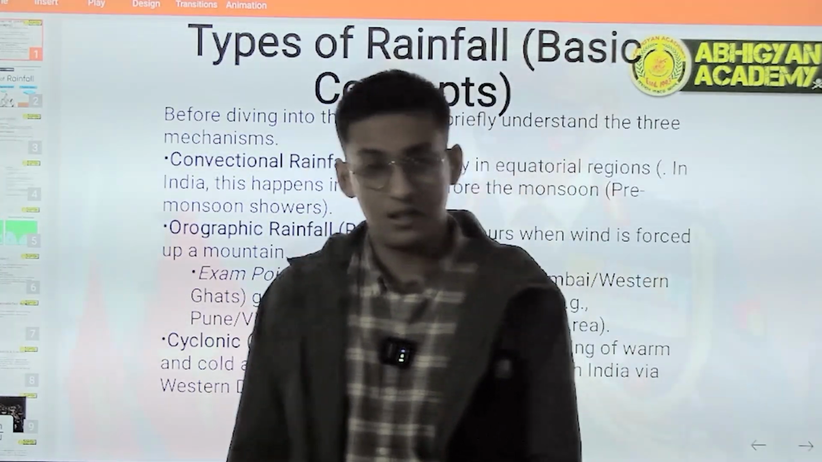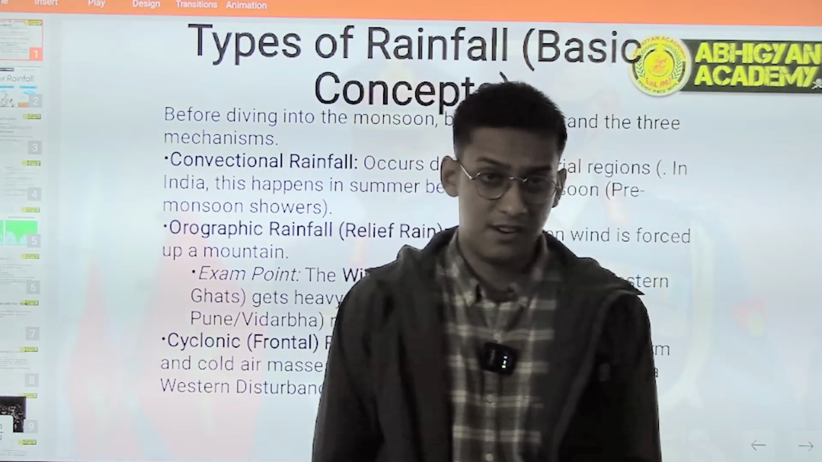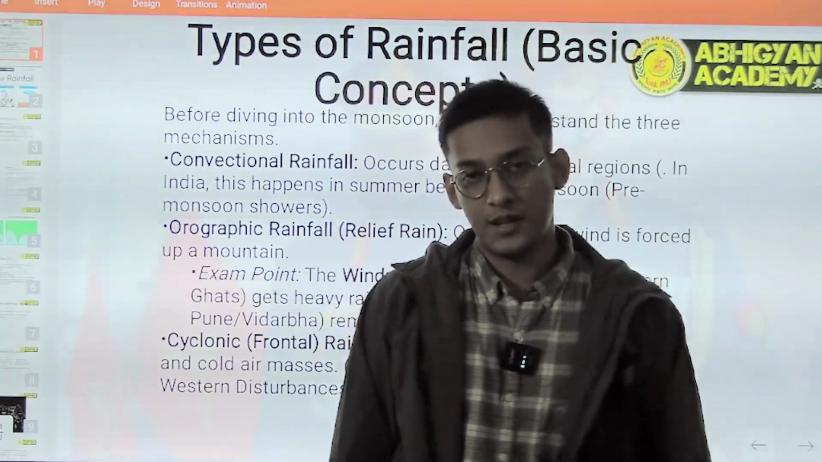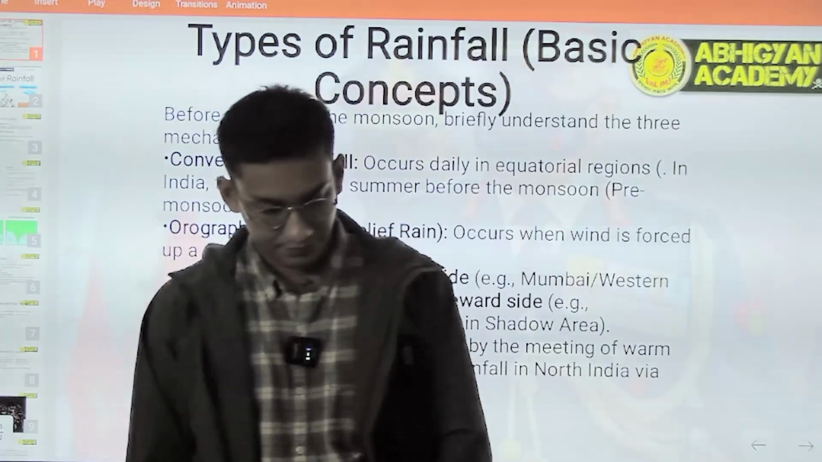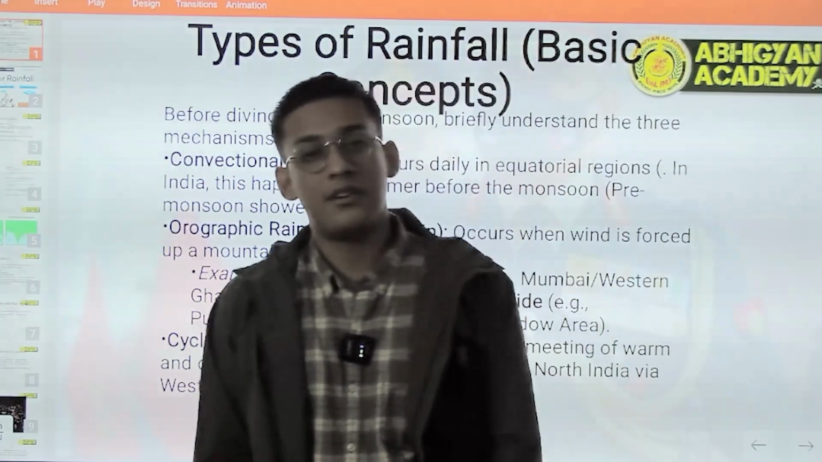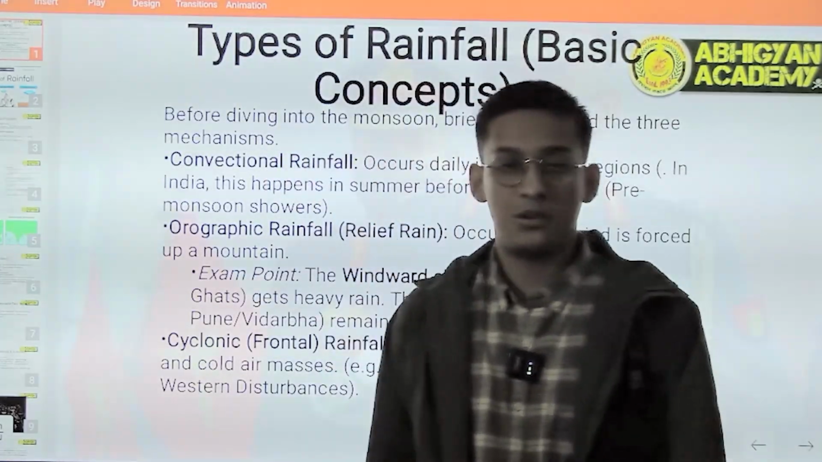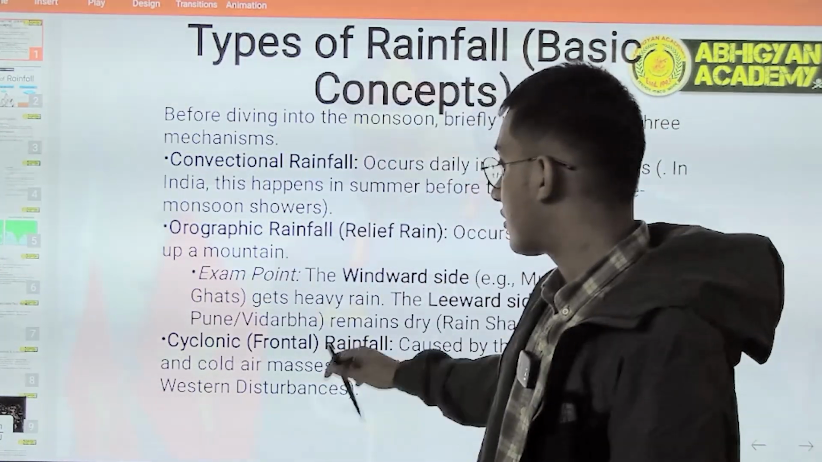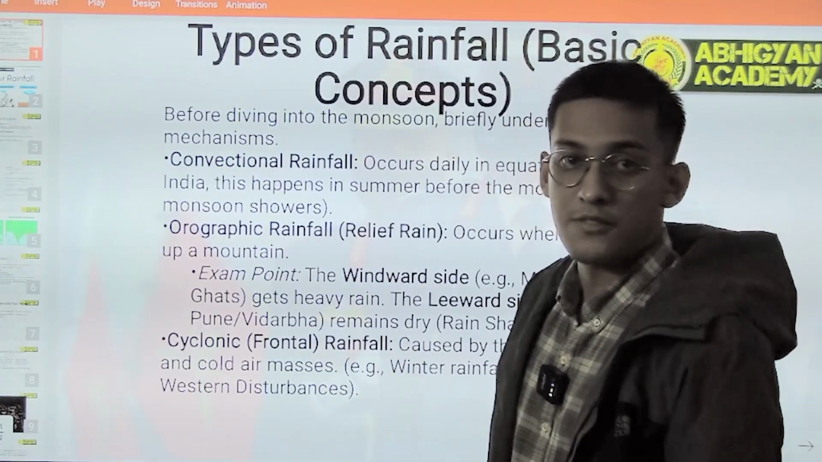For example, in the Western Ghats, we get high rainfall. Just behind the Western Ghats, we have Pune. In Pune, there is less rainfall. Thirdly, we come on to cyclonic rainfall. Cyclonic rainfall, as the name suggests, gives you the cyclones and the pressures. So you can take some time now and just write down the points from this PPT.